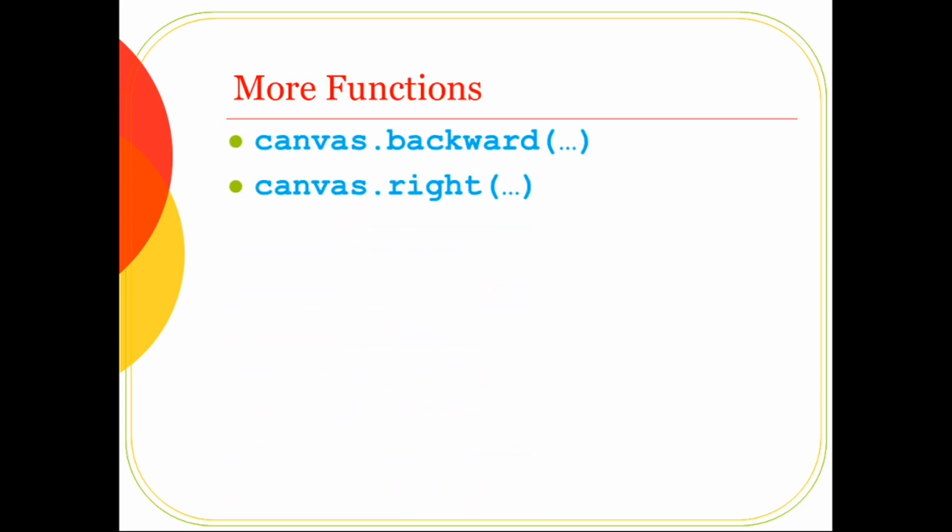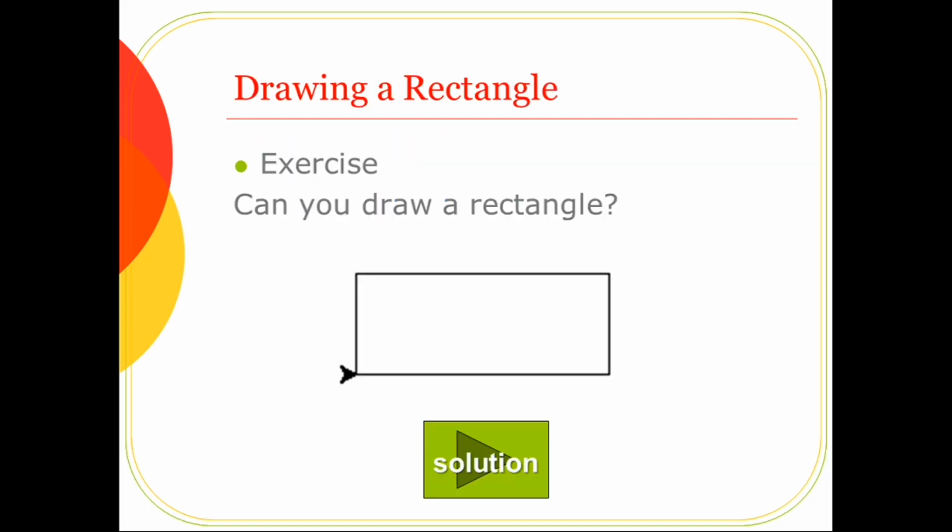Now we also have more functions like canvas backward, canvas right. Remember that you can change this canvas name. This is just the name of the turtle object. The backward function will go backward, will go back. The right function will turn to the right. I think it is clear.